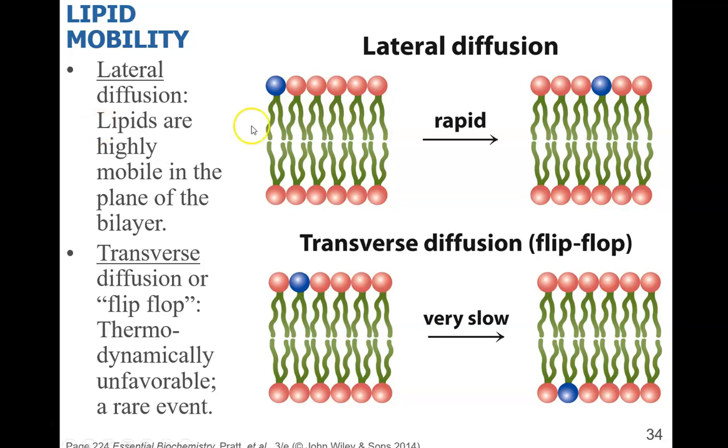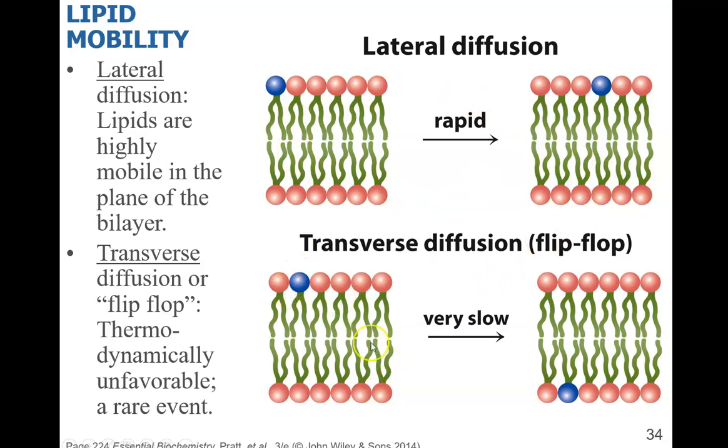So I want to go back to the fluidity that I showed you at the beginning, where I showed you the little cartoon of the membrane sort of wiggling. The lipids are highly mobile in the plane of the bilayer. So if I look at this, if we label this one in this blue color, we can see that lateral diffusion is quite rapid because the membranes are fluid. Sort of like olive oil.